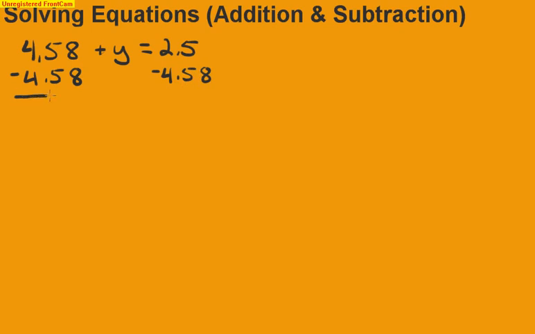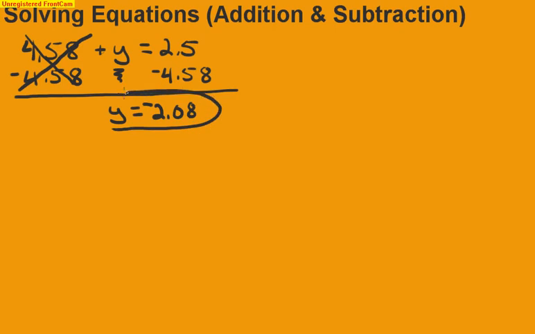I'm going to draw a line to make sure everything's lined up. On the left we have the positive 4.58 and the negative 4.58. That equals 0, so that's how we canceled those out, and that leaves us just with y. So y equals, now, y is all by itself on the left-hand side, and on the right-hand side we have 2.5 minus 4.58. The 2.5 is positive and the 4.58 is negative, so we subtract them. When we subtract them we get 2.08, and it's negative because the biggest number of the two is the 4.58, and that's negative, so we leave the answer as negative. So y equals negative 2.08, and I'm going to circle that.